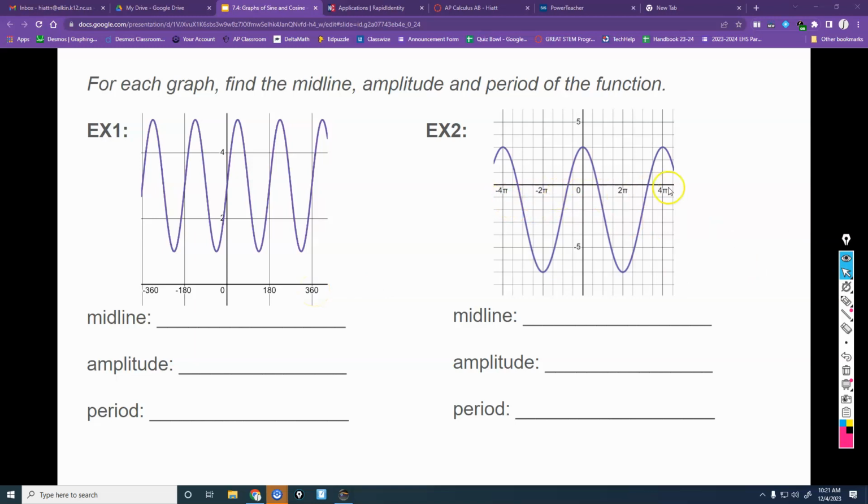What would you assume you're in on example 2? Radians. So it really doesn't matter except for the period of the graph, which one you're going to use for that. The others do not matter.